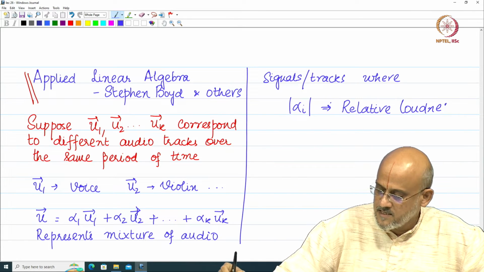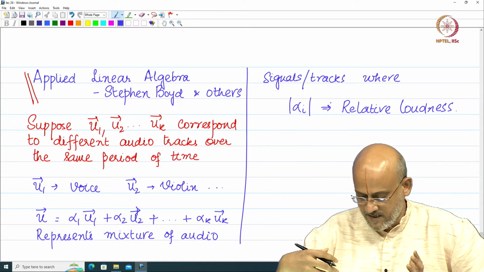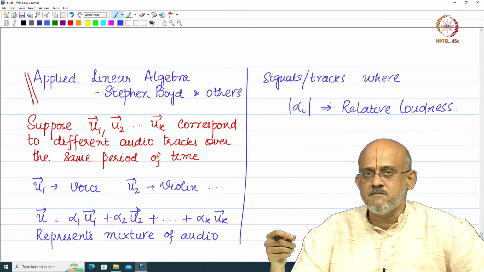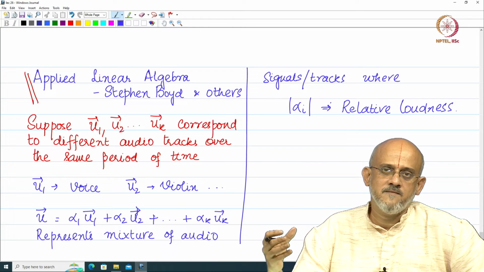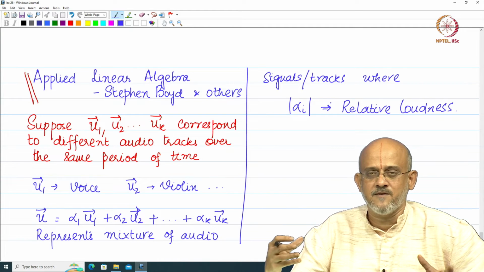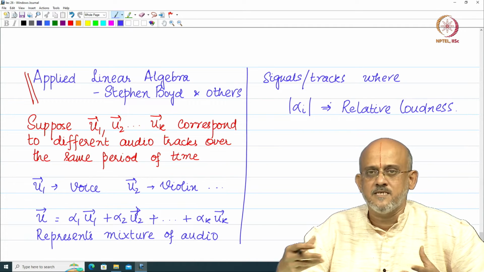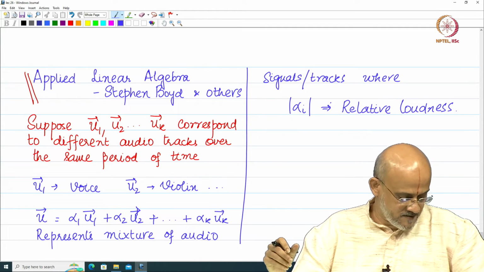So, it is interesting to see that linear combination of vectors actually has an application where, if you look at different audio tracks and want to combine them with individual loudness, the resulting signal that you get finally is a mixture of all these audio tracks, which is essentially a linear combination. This is what it is, right.